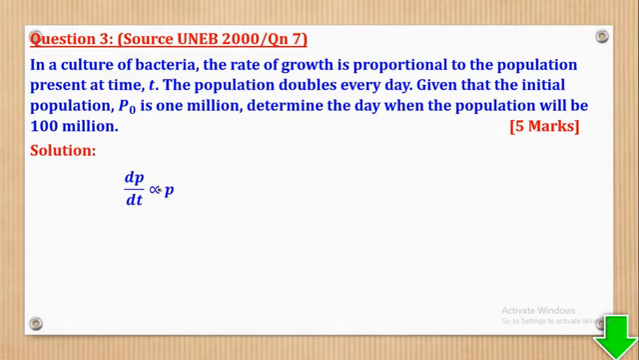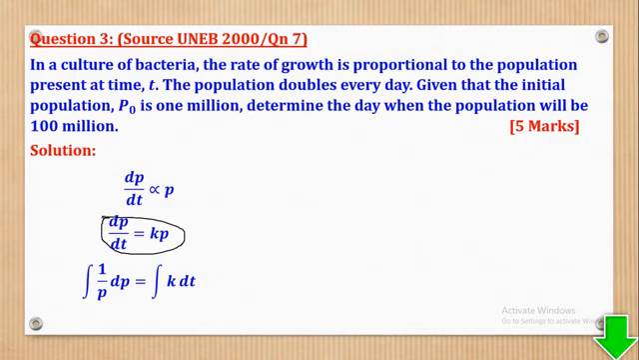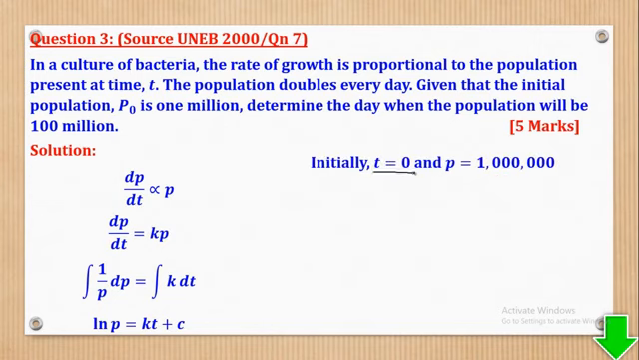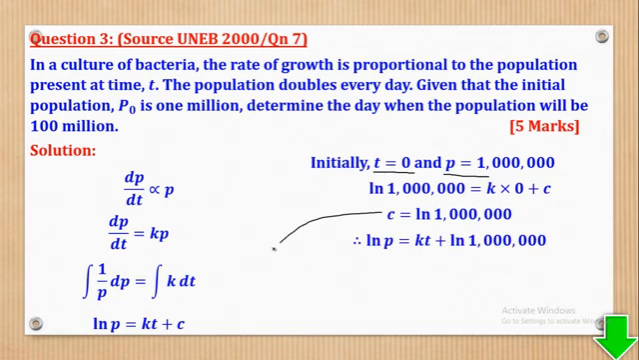So the rate is proportional to p, put a constant of proportionality. So it is positive because the population is also increasing as time increases. Now this is also a separable DE, so you have to separate variables and put integrals on both sides. So integrating this gives you that, and this gives you that, plus the constant of integration. Initially t is equal to 0 and p is equal to 1 million, so I'll come and substitute for t and for p to be able to get the value of c. So substitute this value of c here to come up with this expression.